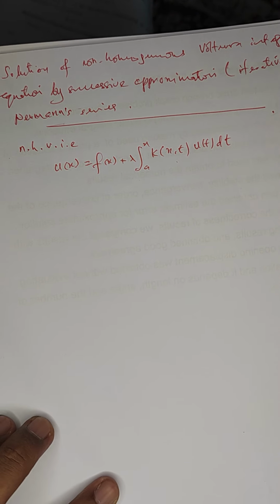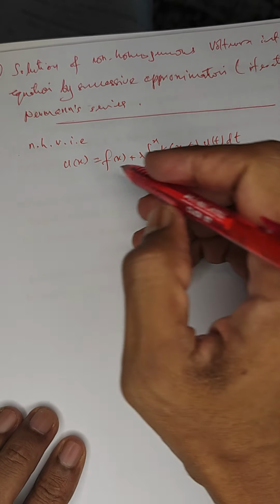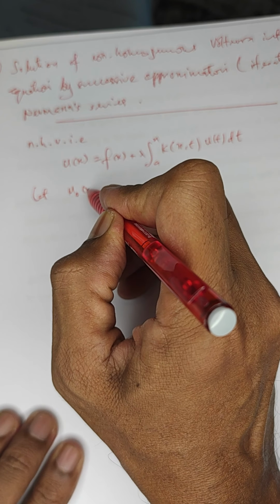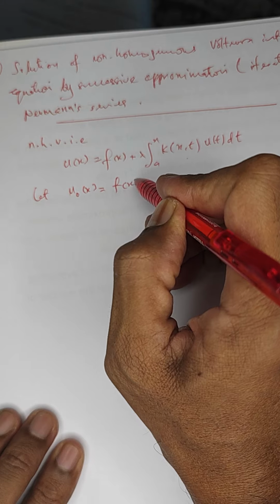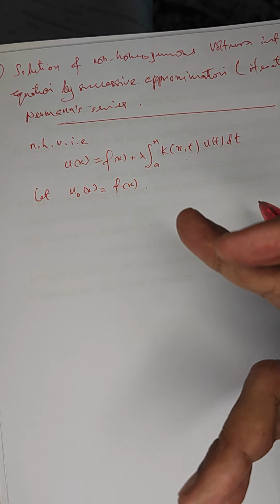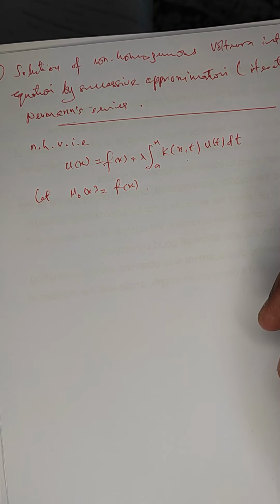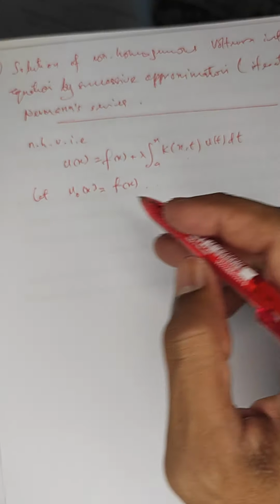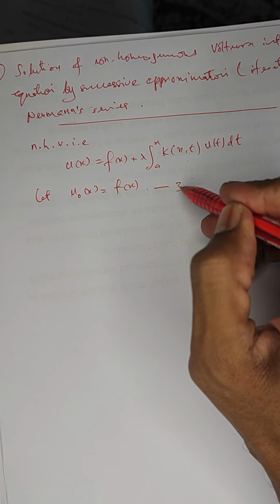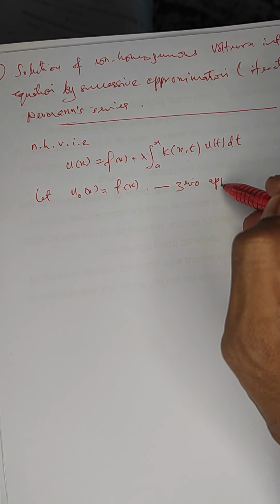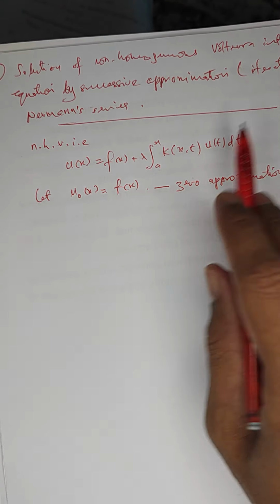And then we take u0 as a first approximation as f(x). If it is given, then we use the given one. If not, then we can use u0 as f(x), or we call it the zero approximation, to our equation here.